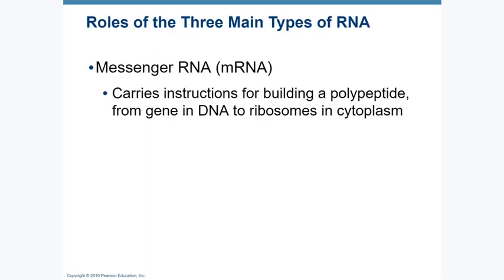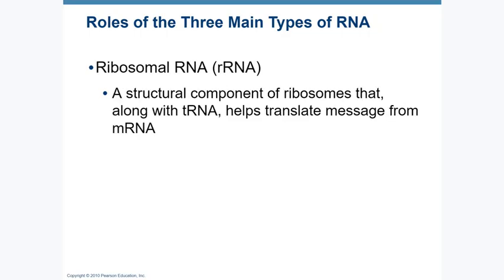So mRNA, we do have three different types of RNA that all contribute to the steps in translation and transcription. mRNA is the first one we're going to talk about, and it carries the instructions for the building blocks of polypeptides from the genes in the DNA to the ribosomes in the cytoplasm. So it is our messenger. It literally carries the message from the DNA out into the cell to make that protein. And they have the triplet code on them.